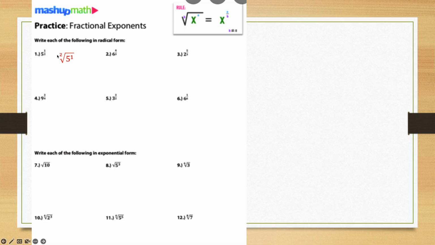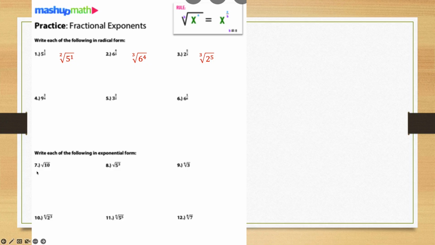So the 1/2 power would be the square root, and I'm emphasizing you don't need to write the 2 out there for square root, but for the purposes of demonstration, I'm showing you this. Square root and then 5 to the 1st, because the power goes in here and the root goes on the outside. So you try the next one with 6 to the 4/3. Okay, so that would be the cube root of 6 to the 4th. Next one is 2 to the 5/3. Okay, so that would be the cube root of 2 to the 5th.